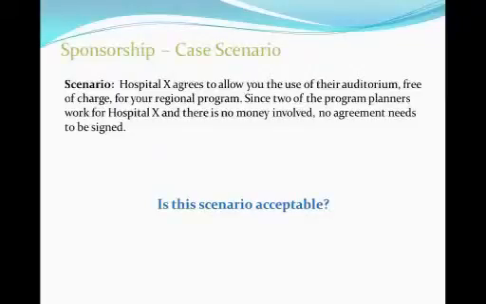So let's look at a scenario regarding sponsorship. In this scenario, Hospital X agrees to allow you the use of their auditorium free of charge for your regional program. Since two of the program planners work for Hospital X and there is no money involved, no agreement needs to be signed. Is this scenario acceptable?